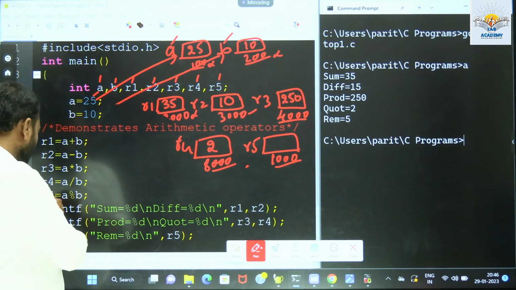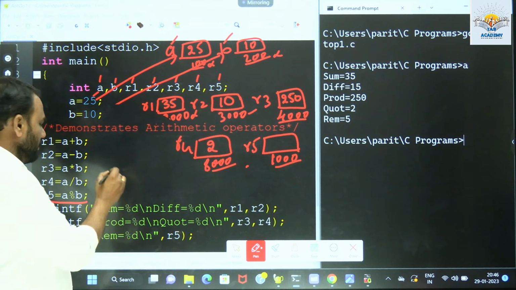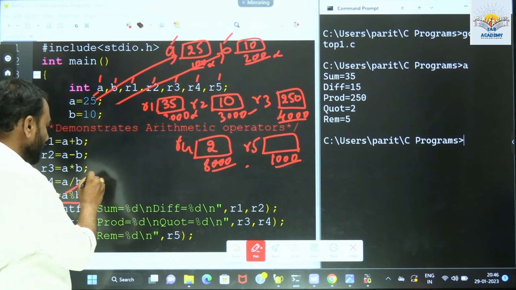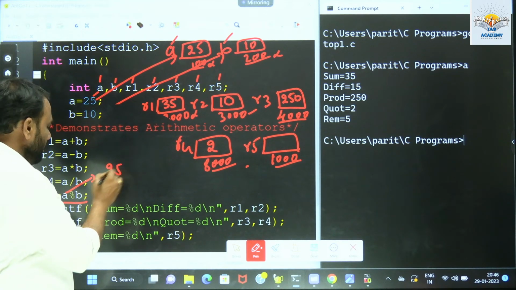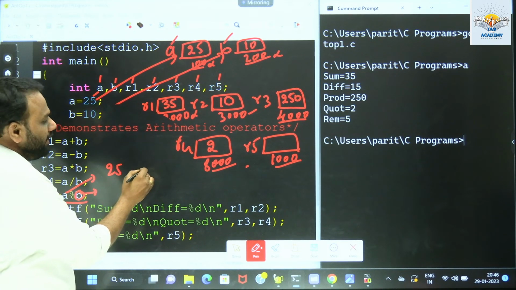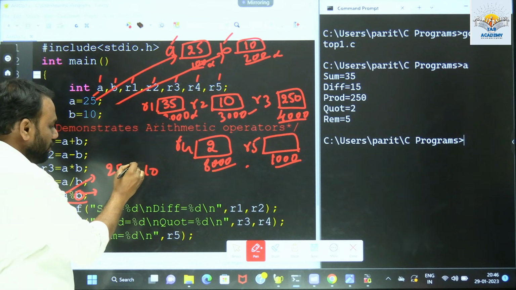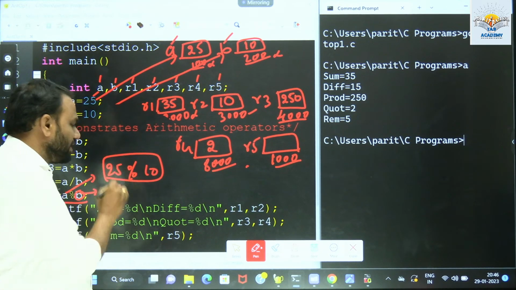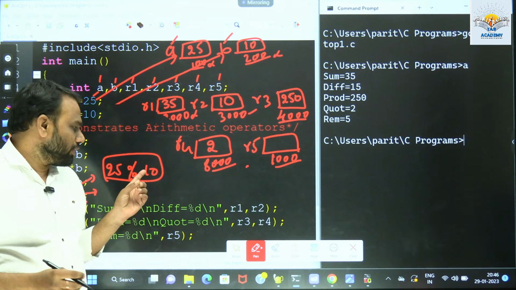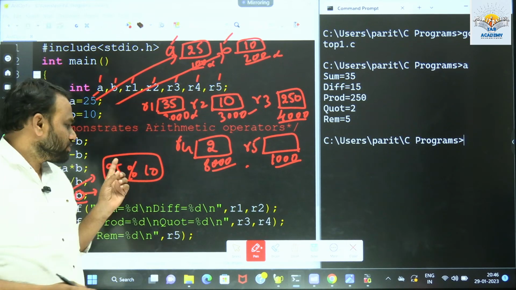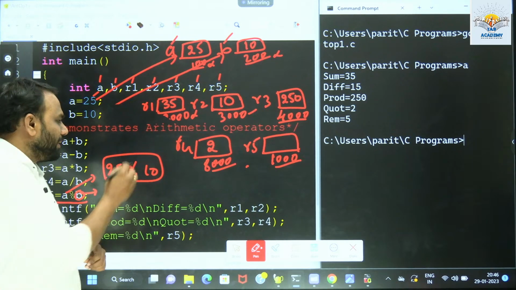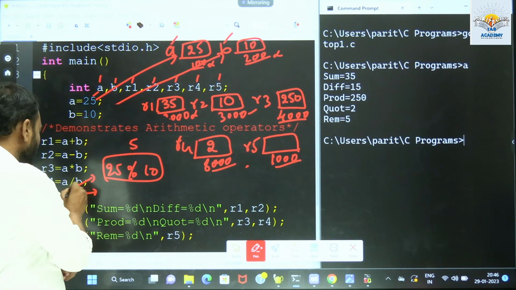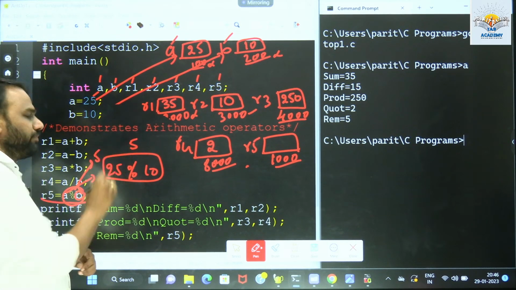Next, R5. So in R5, again value of A will be brought out. What is A? 25. B will be brought out. What is B? 10. Next, modulo operation will be performed by the computer. So when I perform modulo operation, what does it leave? Whenever we perform this modulo operation, it will leave the remainder. So when 25 is divided by 10, the remainder will be 5. So this whole thing will be replaced by 5.